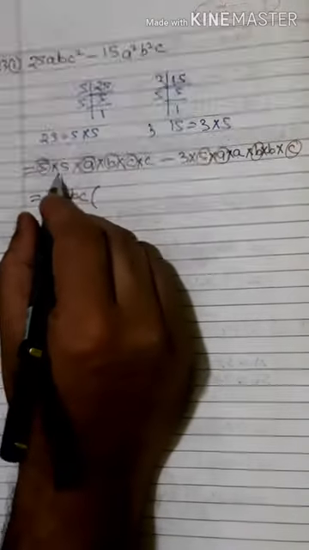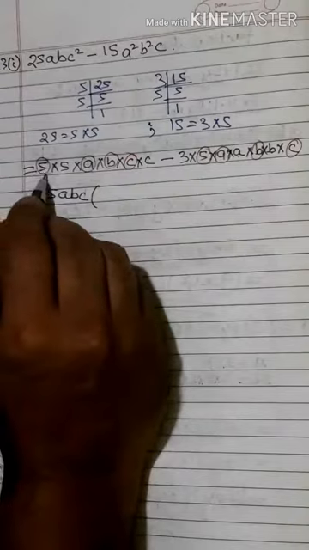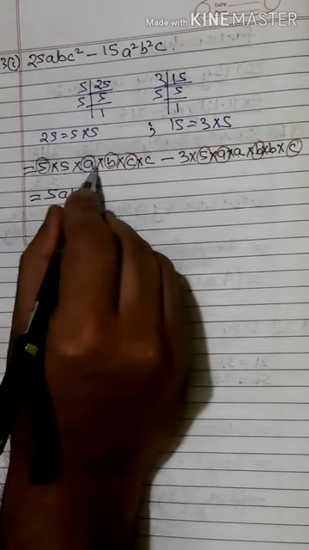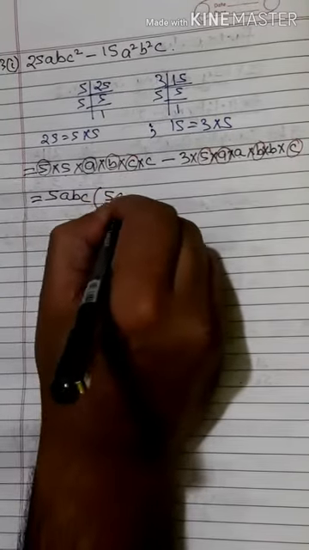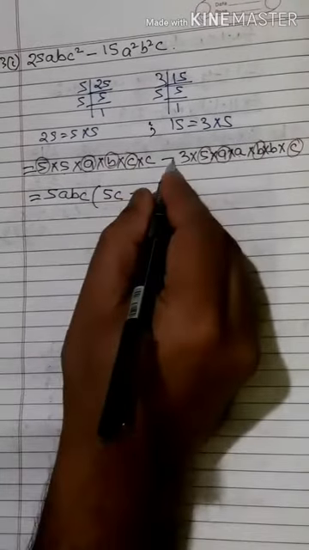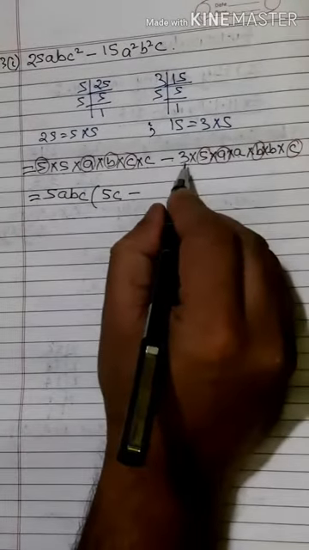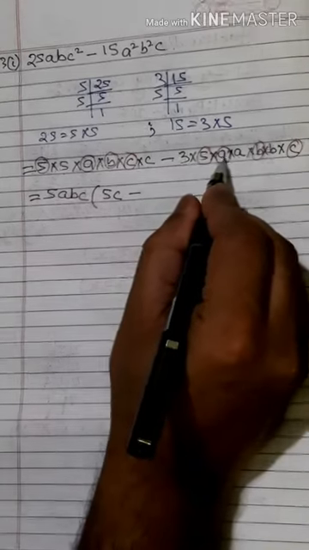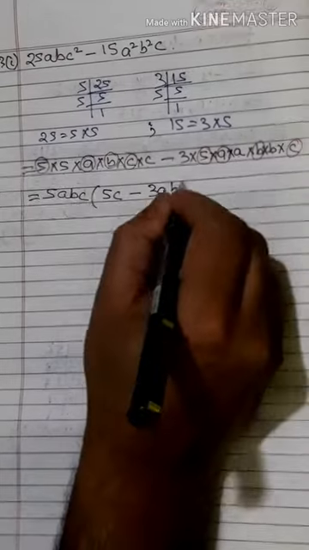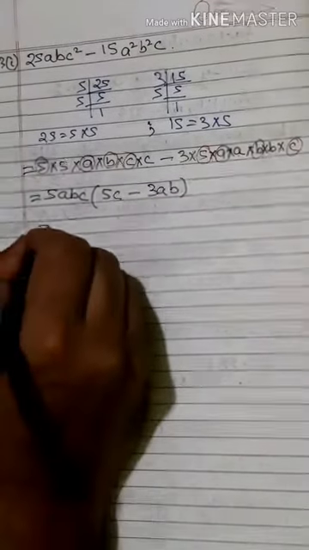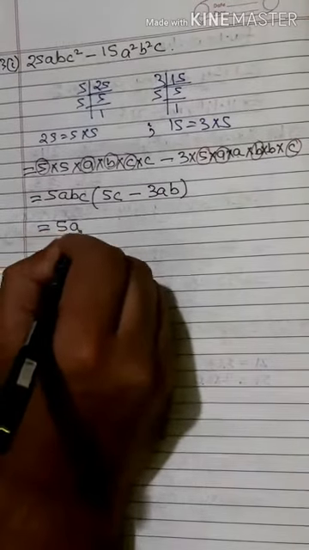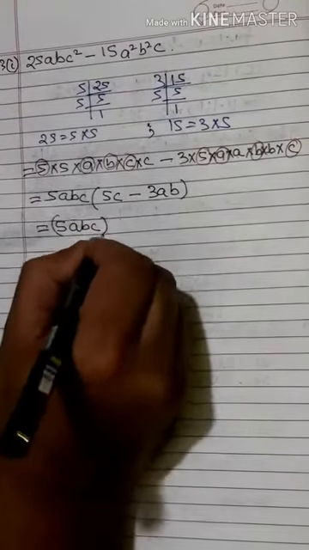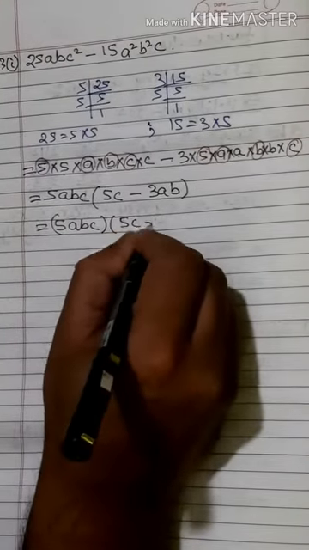Okay, we put a bracket. Now as usual, we will write down the leftovers. What is left over in the first part? 5 and c, then the minus sign comes here. What is left over in the second part? 3ab. So this is left over. So what are our factors? Our factors will be 5abc within bracket, and then again 5c minus 3ab. So this will be a factor.